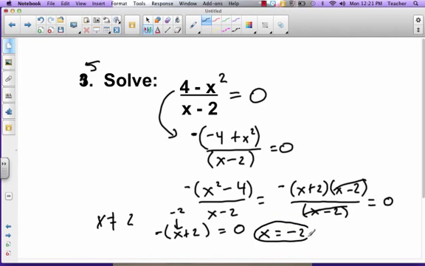And the key thing about this is that if we were to graph this original function, if we were to go y is equal to 4 minus x squared divided by x minus 2, though we don't know everything about that graph, we do know at x equals negative 2, that graph will be crossing the x-axis. So the problems that you're working on today on your assignment will relate to solving these rational equations.